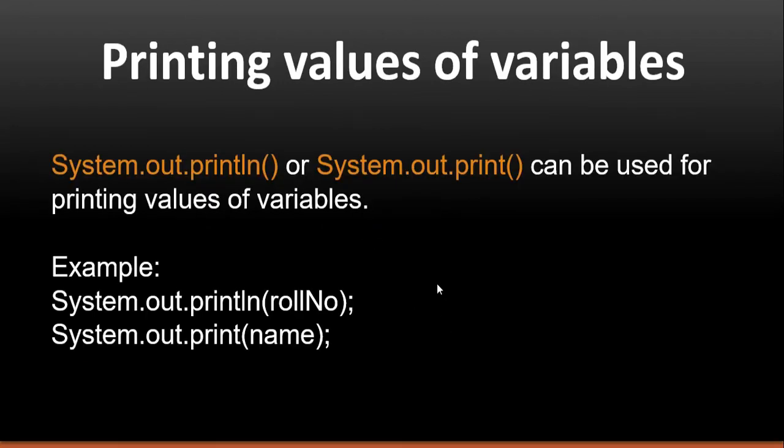How to print values of a variable? So in Java, if you want to print values of a variable, you can use print or println method which is there in system.out. So for example, I want to print roll number and name value. So here I'll write system.out.println roll number or system.out.print name. ln is going to print your data and your cursor will move to the next line. And print method is going to print your data and your cursor will be on same line.